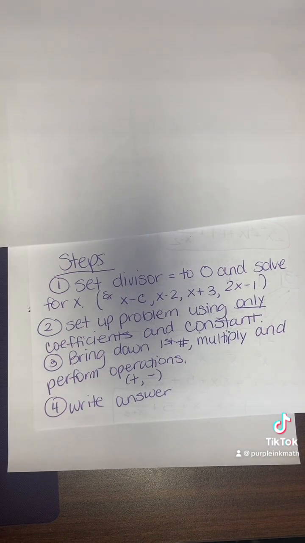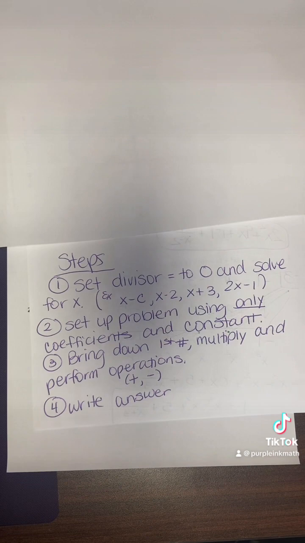You're going to set each problem up using only coefficients and your constant. Then you're going to bring down the first number, multiply, and perform your operations. The addition and subtraction depends on the sign in front of the number. Then we're going to write our final answer.